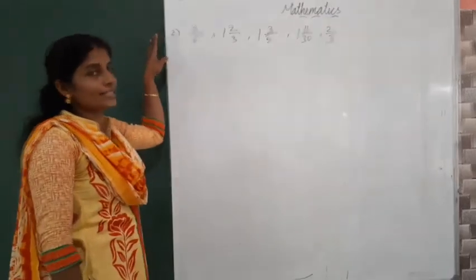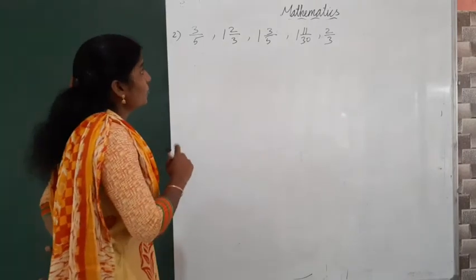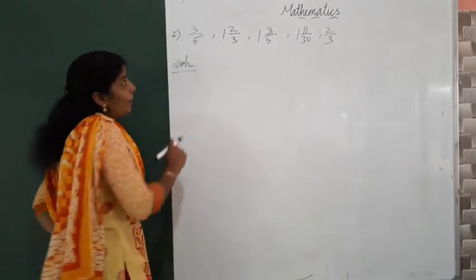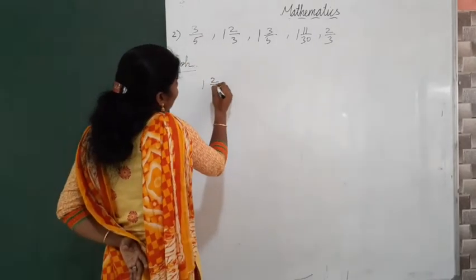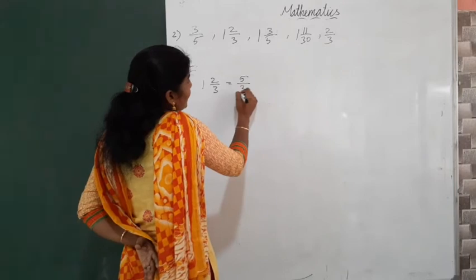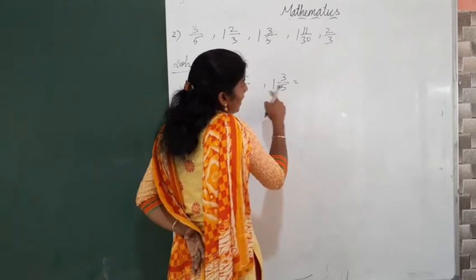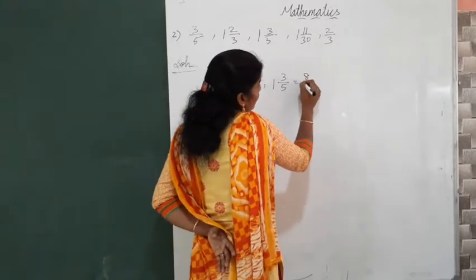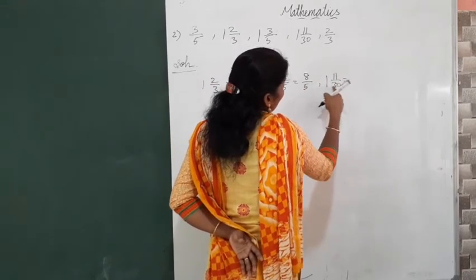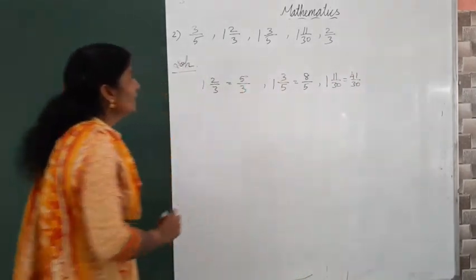Now the second question for descending order. Okay, now here we have different denominators and different numerators, isn't it? Now we can write the mixed fractions as improper fractions. Now 1 2 by 3 equals 1 into 3, 3 plus 2, 5, so 5 by 3. Okay. Now 1 3 by 5 equals 1 into 5, 5 plus 3, 8 by 5. Then 1 11 by 30 equals 1 into 30, 30 plus 11, 41 by 30. Okay.